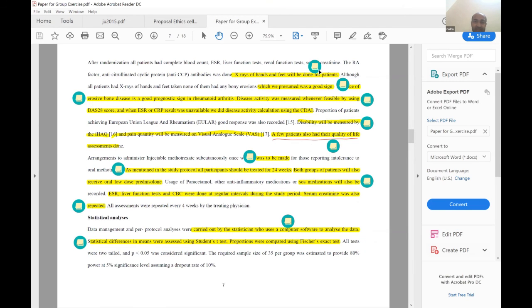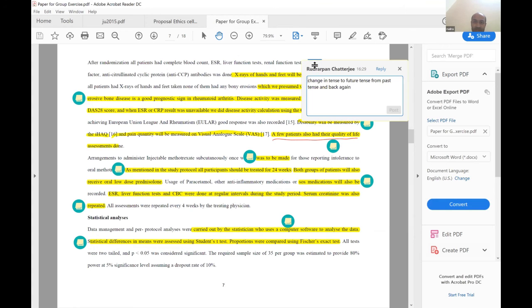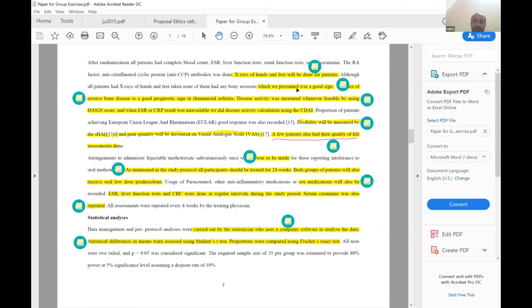Okay. So the next issue I felt here was, again, multiple changes in tense from past to future that is present throughout this method section. Again, the statement that although all patients had X-rays of the feet taken, none of them had any bony erosions, which we presumed was a good sign. This is again a statement that is better fitted to the discussion than to the method section, I feel, because it's an opinion of the author and it's not really related to the methodology of the paper.